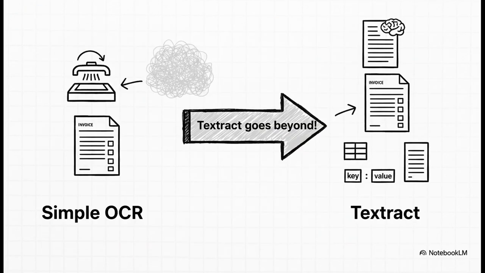Now, this is way more than just your standard OCR that just pulls out words. Textract is smarter. It doesn't just read the document, it understands its layout. It knows what a table is, it knows what a form field is. This is the key to automating all that mind-numbing data entry work.